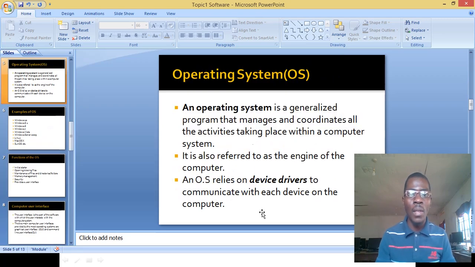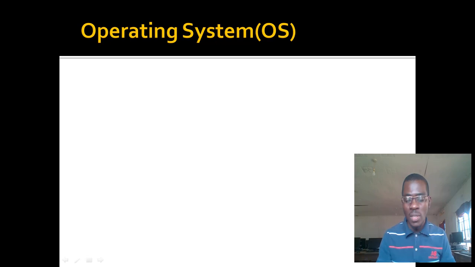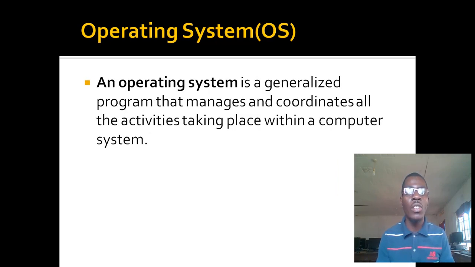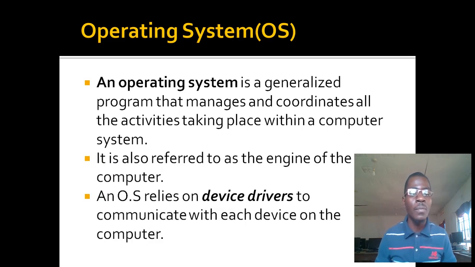That is the operating system. So what is an operating system? An operating system is a generalized program that manages and coordinates all activities taking place within a computer. For example, we said that in order for us to use application software, we must have first installed the operating system, because it is the one that is going to manage all the activities that must take place within a computer. We usually refer to the operating system as the engine of the computer. Without the engine, the computer cannot run.